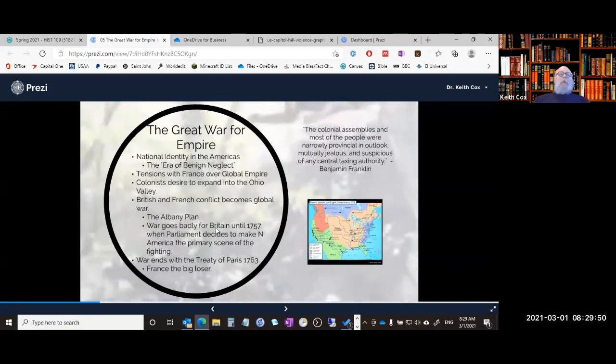Okay, so what happens then is that Britain will be forced to focus its attention on the North American colonies, and when they do that, it's going to turn the war in their favor. The British are going to be able to defeat the French in North America, which leads to an overall victory in this great war for empire. Another name for that war is the Seven Years' War.